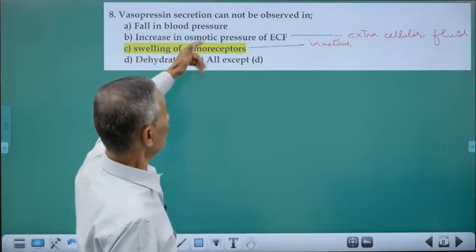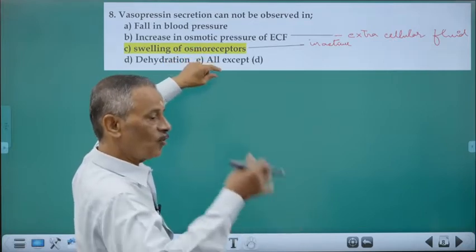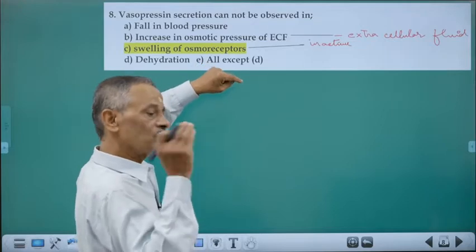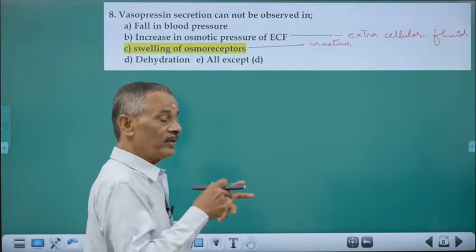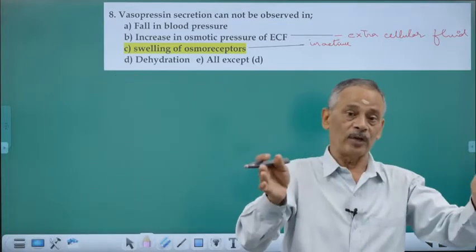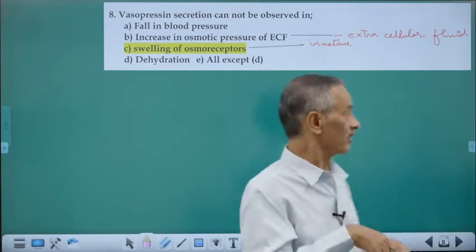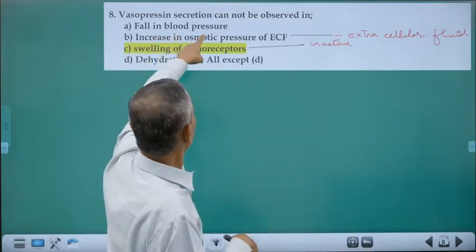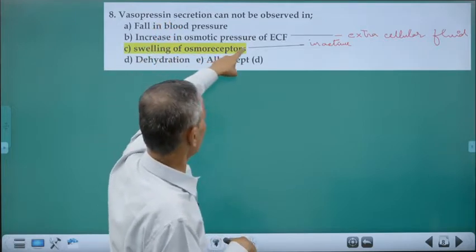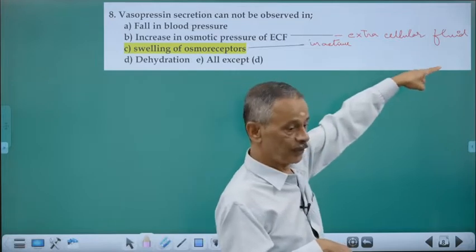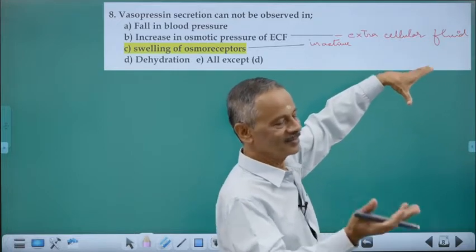Vasopressin secretion cannot be observed in which condition? What is vasopressin? Vasopressin is also called ADH, which is responsible for the absorption of sodium, absorption of water from the DCT. This will be secreted when a lot of water has gone out of your body, when you are dehydrated. Blood volume decreases, blood pressure decreases, etc. So a fall in blood pressure will be causing the vasopressin to be produced. Increase in osmotic pressure in the extracellular fluid.